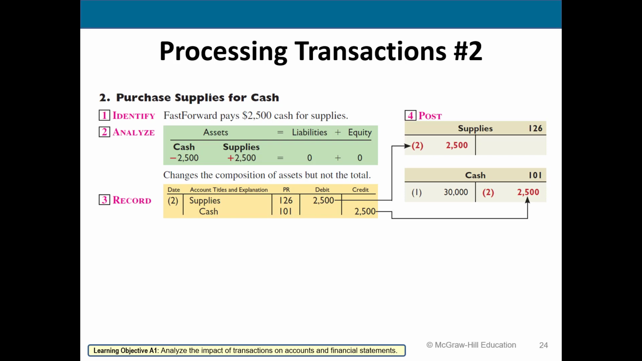Second transaction, we paid for supplies with cash. This was the analysis from Chapter 1. We decreased cash and we increased supplies. These are both assets. The journal entry is debit supplies, credit cash, and then we will post. Increase supplies, $2,500, decrease cash, $2,500.